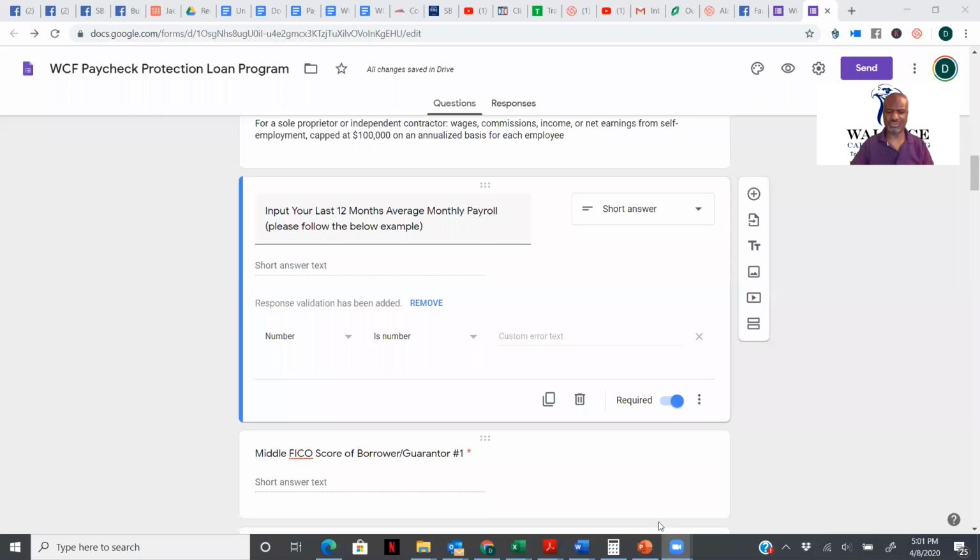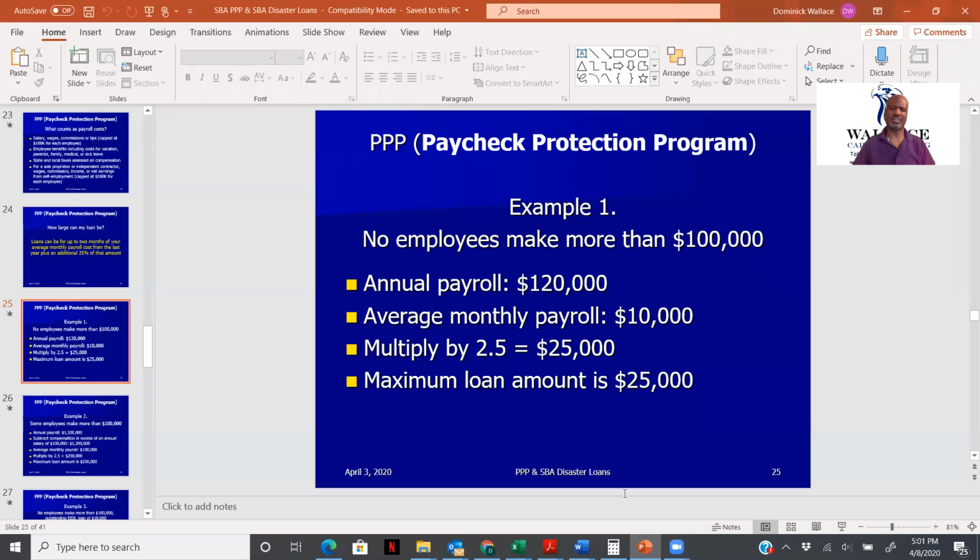Typically, what you want to have is the information from your last 12 months of payroll. That could be the last 12 months you've been in business, or the last year of 2019. So let's look at how to calculate it here.